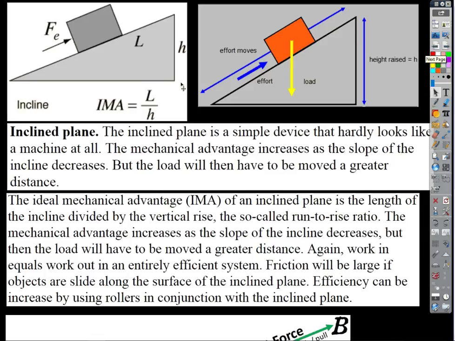It changes the direction in which you're applying the force, right? So it might be more convenient to apply force in that direction than to apply it vertically, because what if you're having to pick it up 10 feet? I mean, you can't do that, right? That's too high. But rolling it up a ramp, you're walking up the ramp with the object, so half the battle here is just that it makes it more practical to accomplish whatever you need to accomplish, okay?